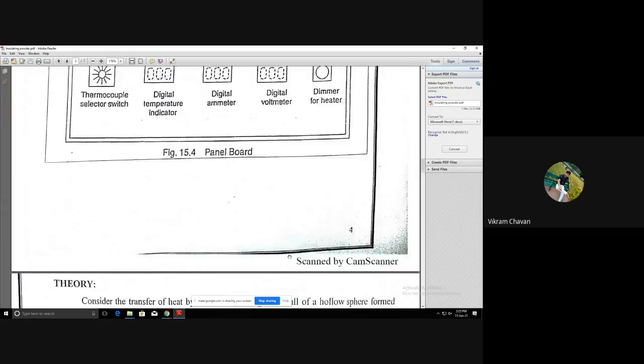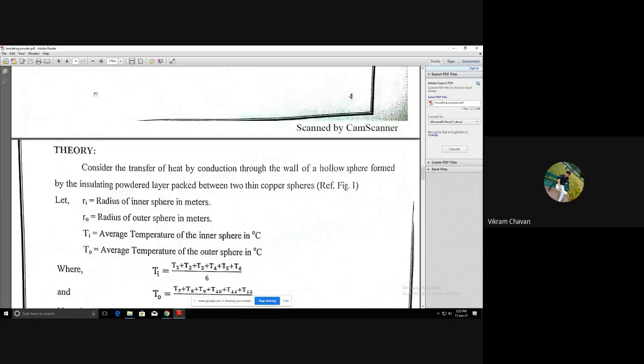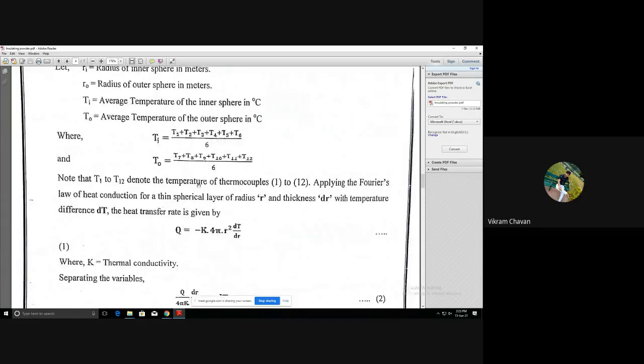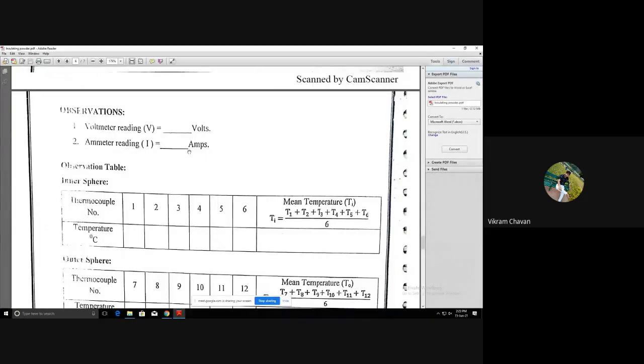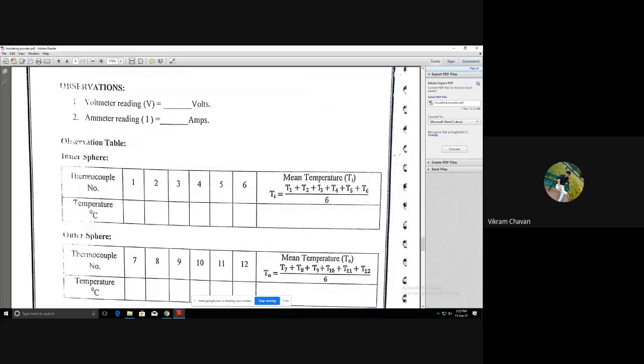So in the observation, first of all, we have to take the readings of temperature. Now I will go directly to the observation table. In the observation, you first take the readings of voltmeter and ammeter, that is V and I. Next you take the readings of the inner sphere: the first 6 thermocouples will provide you the temperature of the inner sphere surface, and then you have to take the average of these 6 thermocouple temperatures.